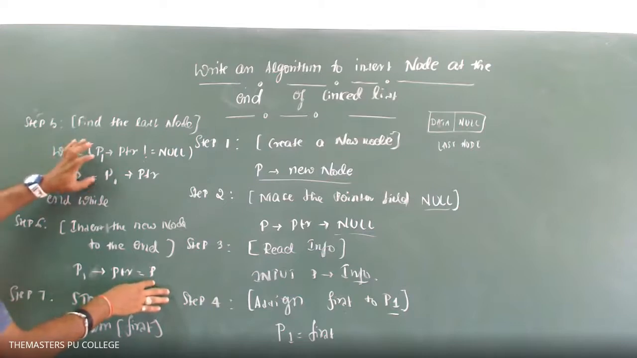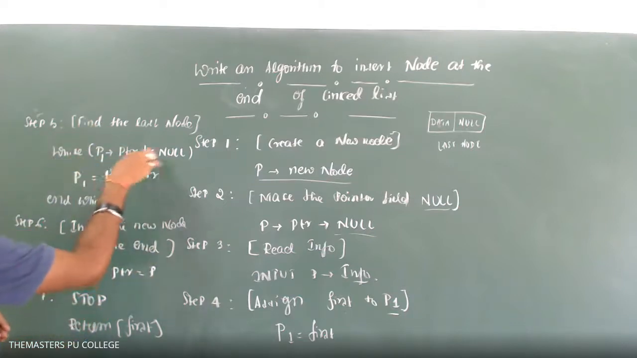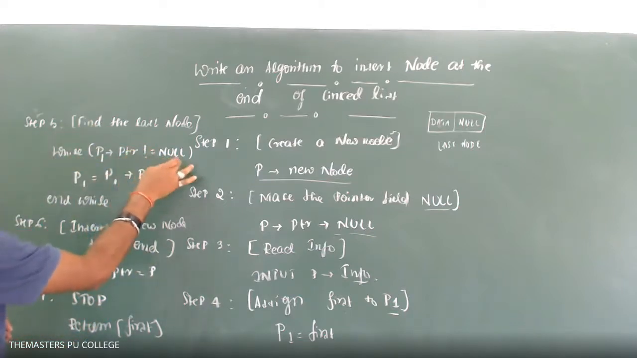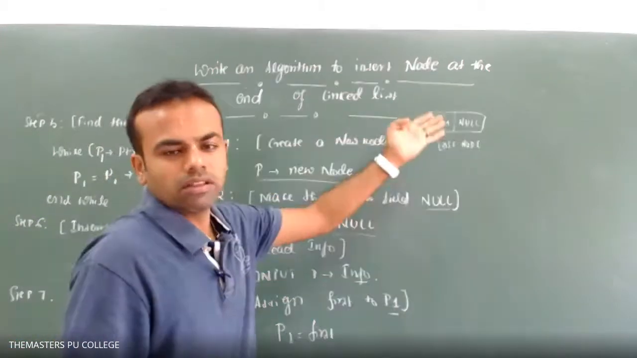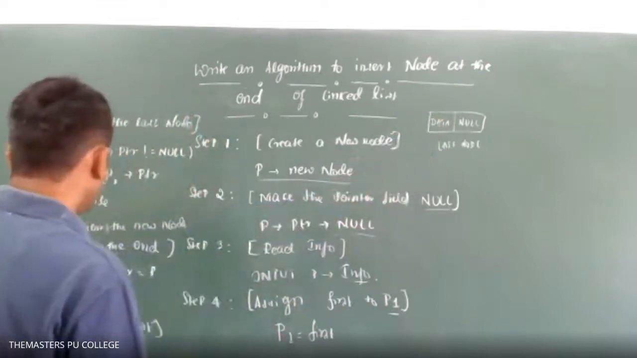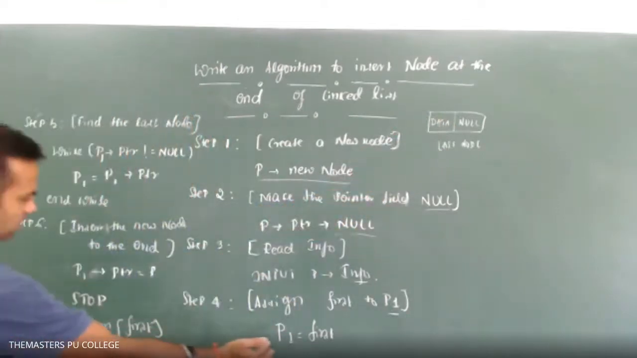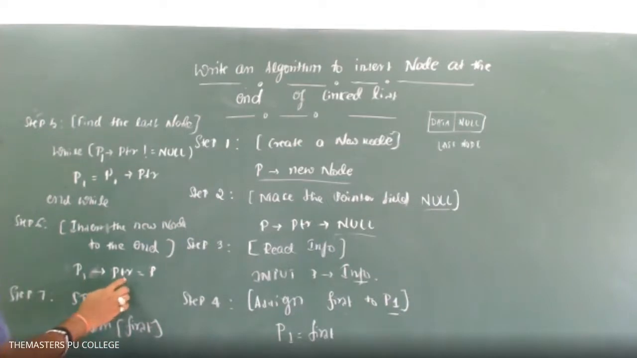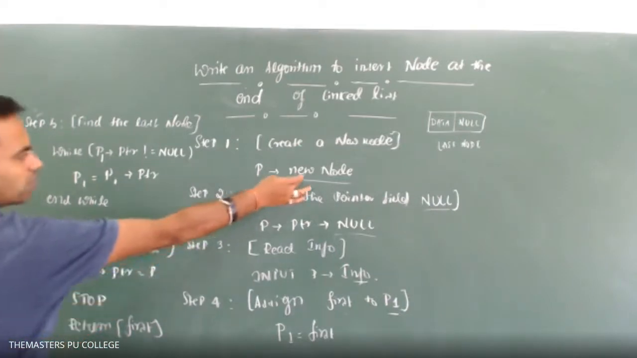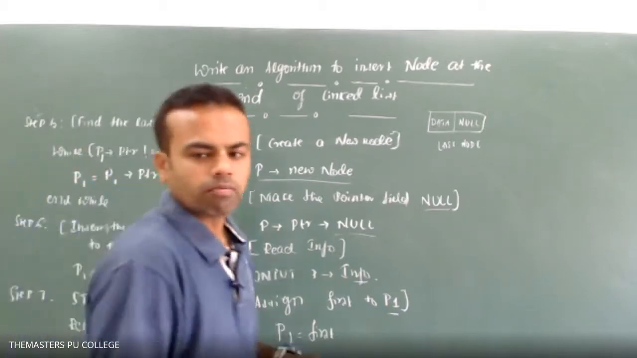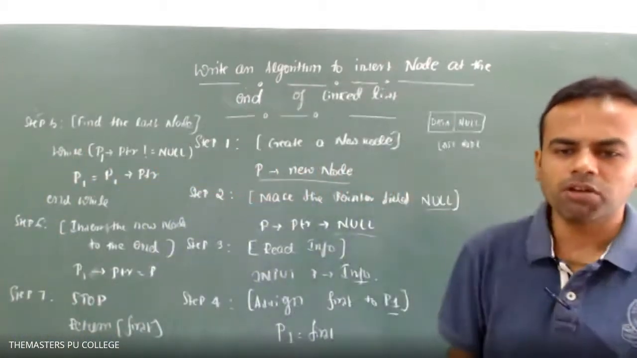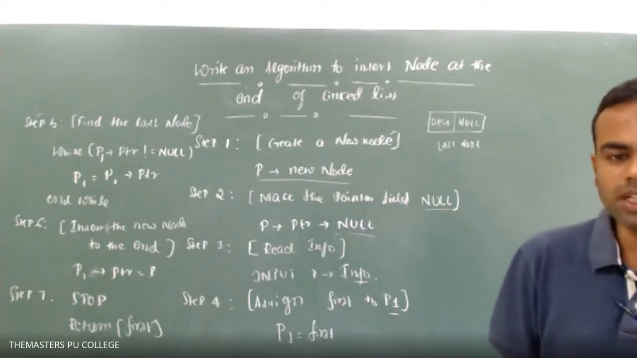When this condition fails, when PTR is equal to null, the last node will be available. This is the last node we get, and then P1, the first, what we stored in PTR, is the pointer that will store the new node at the end of the linked list. Then you need to stop and return the first node. Is that clear everyone?